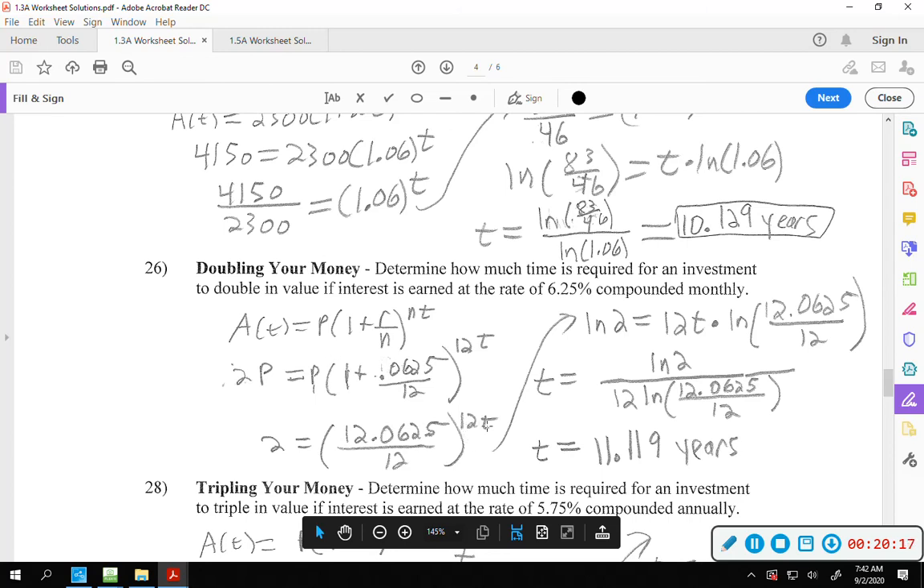Raised to the 12t. Take the natural log of both sides. Why? Because I am trying to solve for a variable that's in the exponent. Anytime I'm trying to solve for a variable that's in the exponent, I either have to get the bases to be the same, that's always choice number one, or take the natural log of both sides so that I can get the variable on the same level as the rest of the numbers. Because my property for logarithms allows me to drop down the exponent out in front of the logarithm.